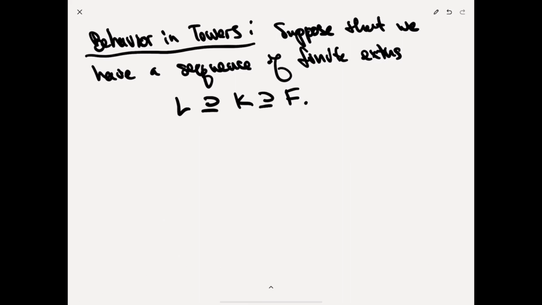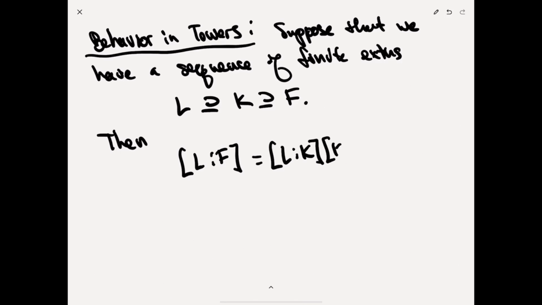Okay, then we have this formula that's super useful. It's that [L:F] is [L:K][K:F]. So this is saying that the dimensions behave in this nice formula. So if we have finite field extensions, then we have this formula. Okay, so proof.